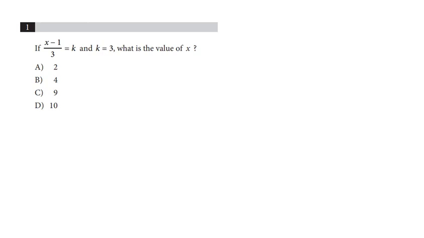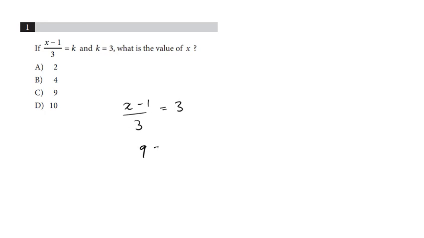Okay, so for this question we have (x − 1)/3 = k, and k is 3. What is the value of x? So (x − 1)/3 = 3. We can solve for x − 1 by thinking about what divided by 3 is 3. So the answer is 9.